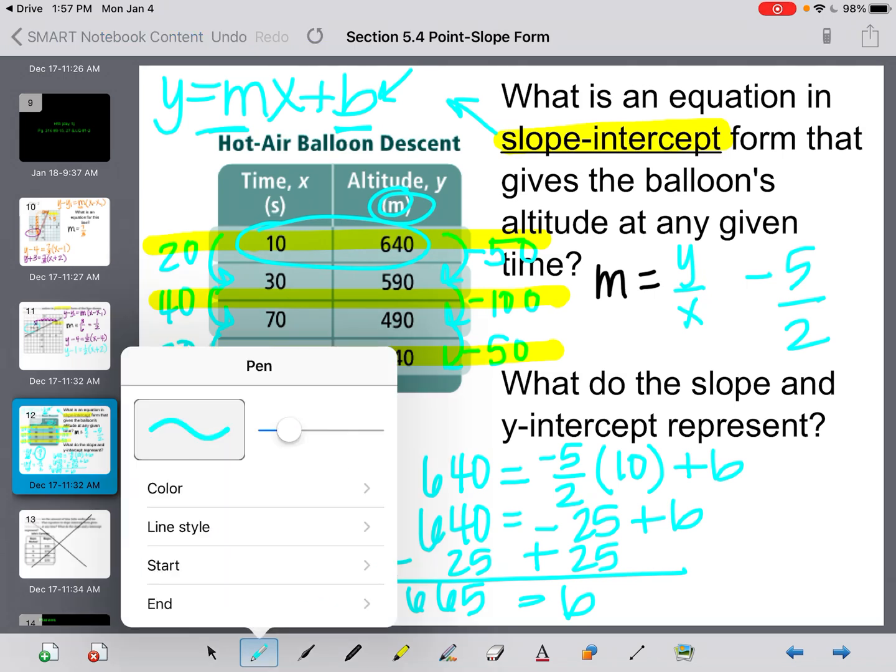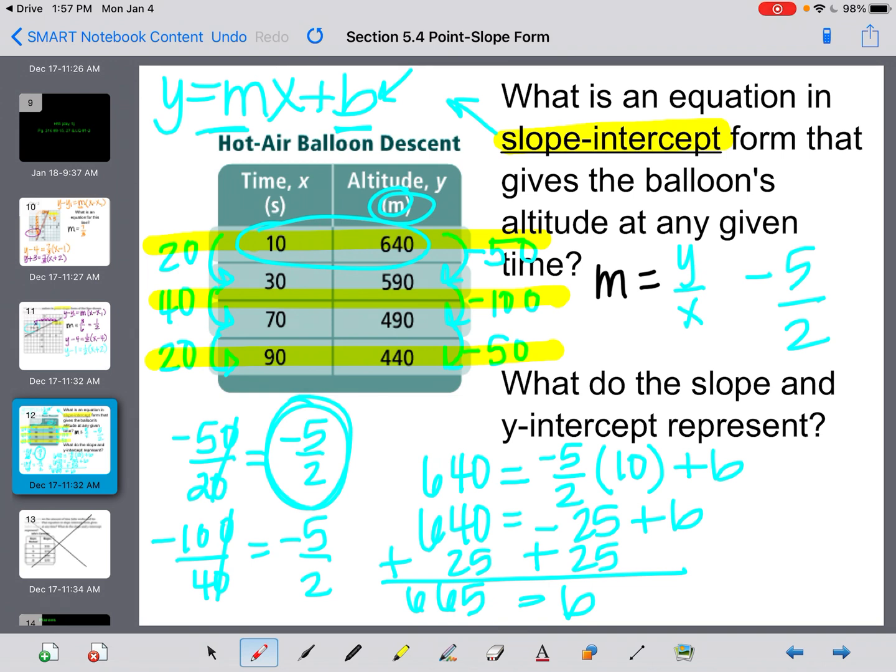All right, so my final equation, let's change the color so you can see the difference, is going to be y equals -5 over 2x plus 665.